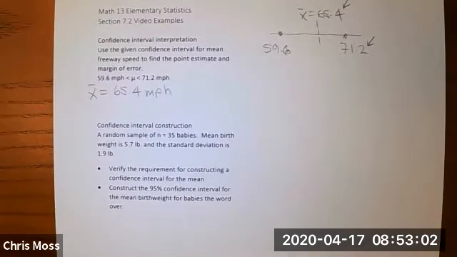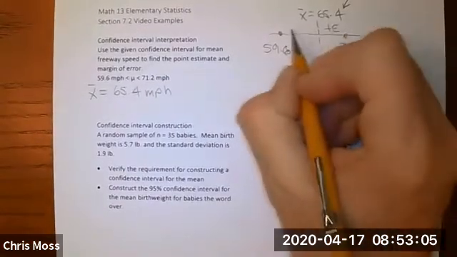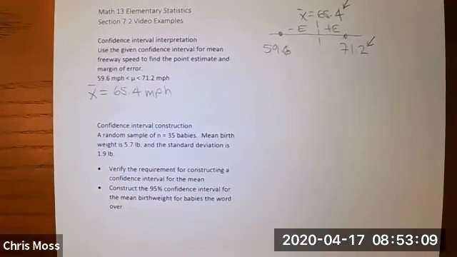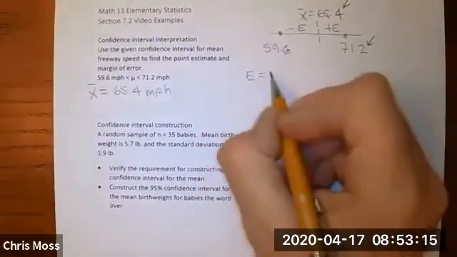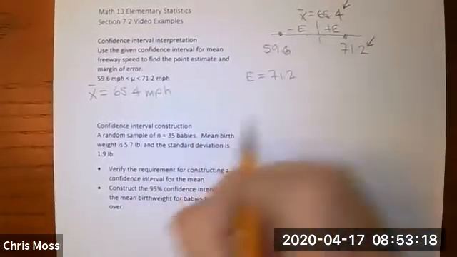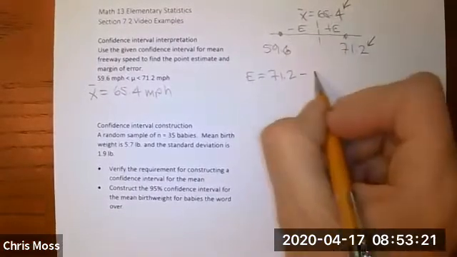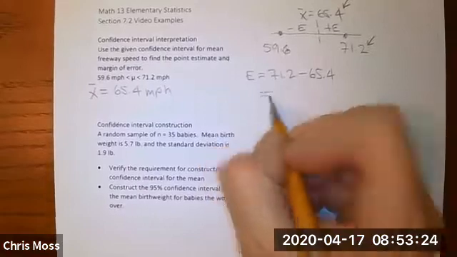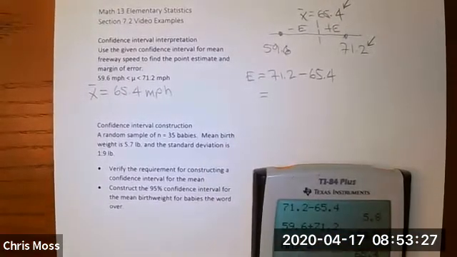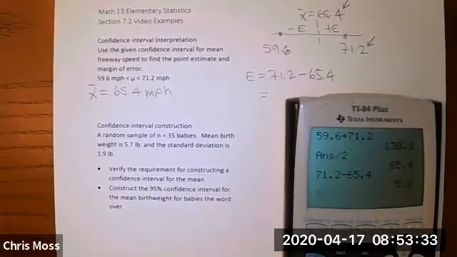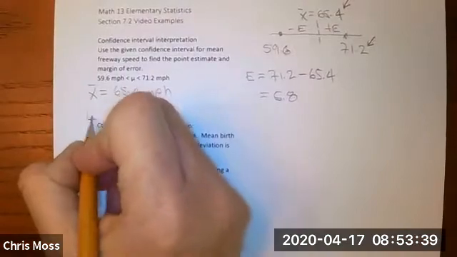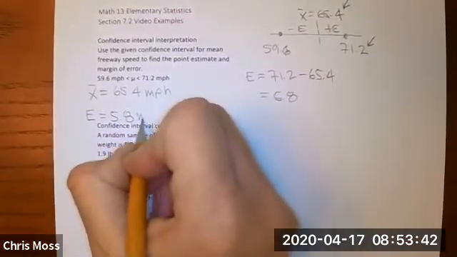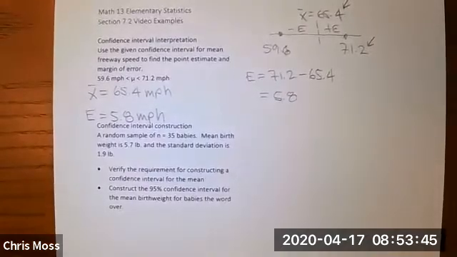Now I'll need my margin of error. We either add or subtract that margin of error. It's the same size on either side of the point estimate. So my margin of error is, and I usually tell students to use the upper limit of the confidence interval, and subtract from that the point estimate of 65.4. So 71.2 minus 65.4, we have 5.8. So 5.8 is my margin of error. I bring that back over here, 5.8 miles per hour.